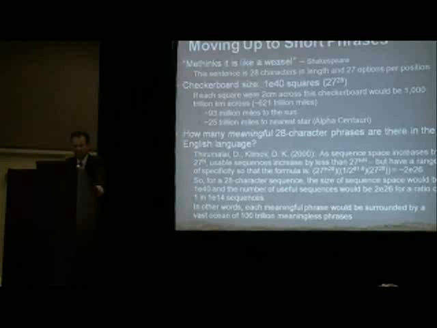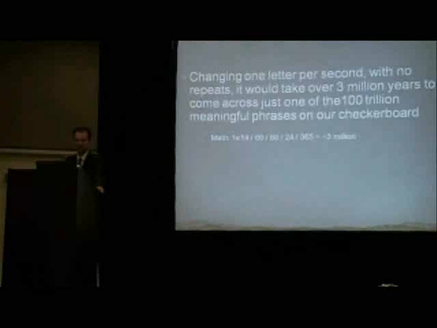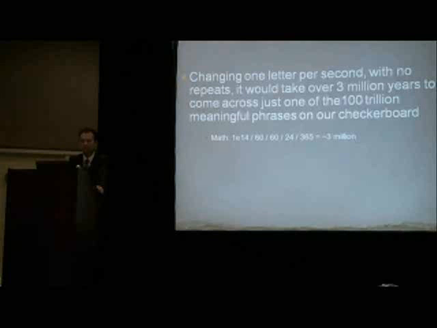And so the ratio there would be 1 out of 10 to the 14. For every stable sequence, there would be 1 with 14 zeros after it of unstable sequences surrounding it. In other words, each meaningful phrase would be surrounded by a vast ocean of 100 trillion meaningless ones. So how to get from one to the next? Changing 1 letter per second with no repeats, it would take over 3 million years to come across just one of the 1 trillion meaningful phrases on our checkerboard at 28 characters in size. That's much different than our 3-letter sequence space.